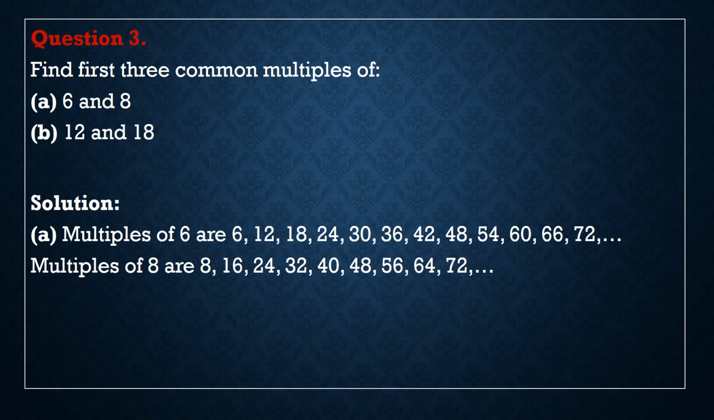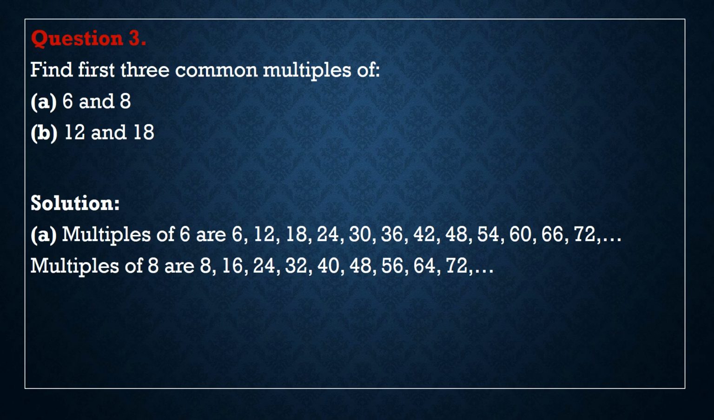We will multiply 6 with the counting numbers 1, 2, 3 and so on. So when you multiply 6 with 1, you will get 6. 6 into 2 is 12, 6 into 3 is 18, 6 into 4 is 24, 6 into 5 is 30, 6 into 6 is 36, 6 into 7 is 42 and so on.